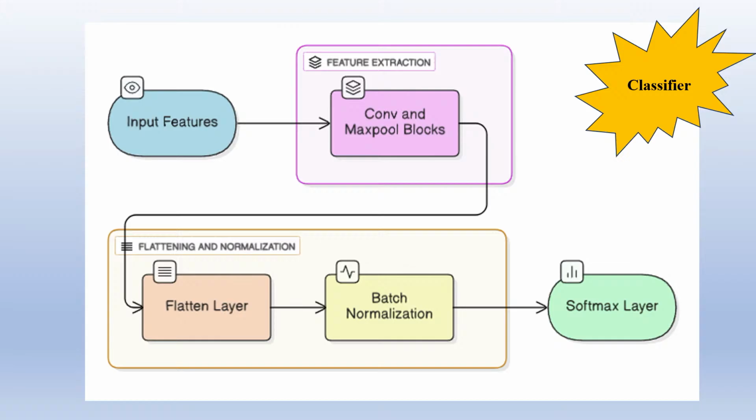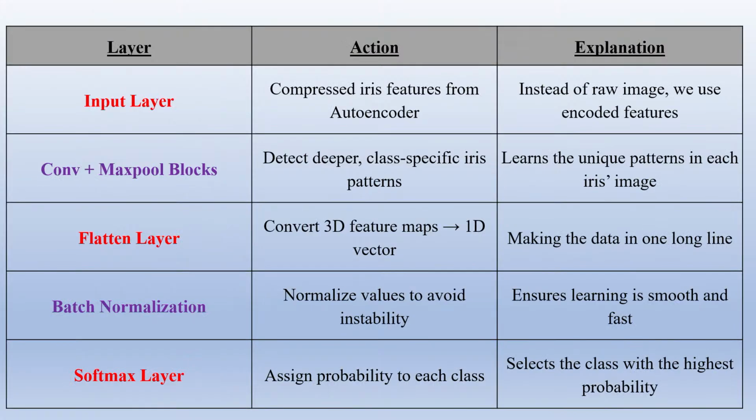This is the diagram of our classifier, meaning the CNN model we use as classifier. The input to this classifier is the encoded features from the autoencoder, meaning the encoder part of the autoencoder. Then it is passed to the convolutional max pool blocks. Then a flattening layer is applied to make the data one long line, and batch normalization is used for stability. Then it is passed to the softmax layer for classification. This is the step-by-step overview of our classifier, which I've already explained in the diagram.